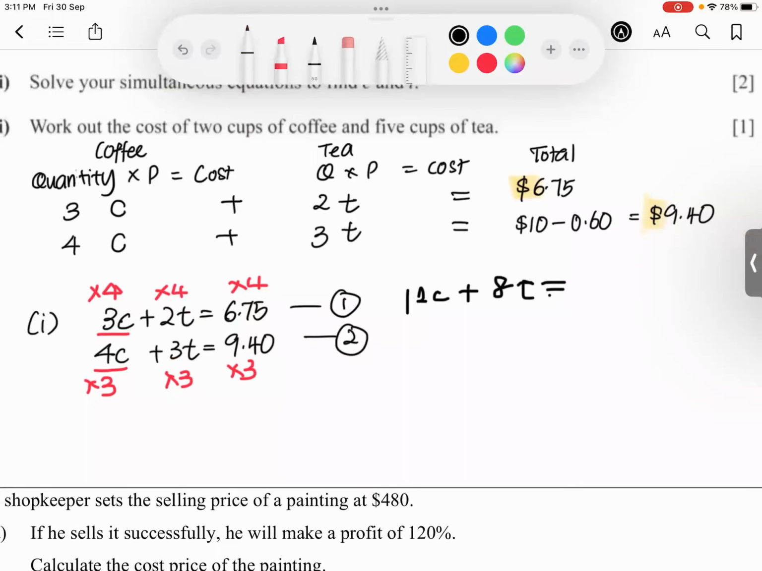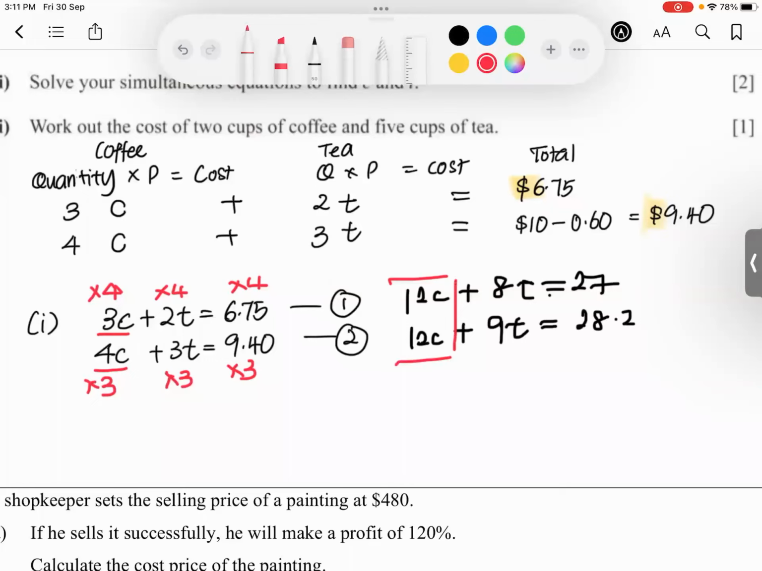What's this number? Oh, I got 27. Okay, then the other equation, 4 times 3, this is 12C plus 9T equals to 9.40 times 3, also must times 3, 28.2. Okay, so now what we are going to do, we are going to get rid of C.